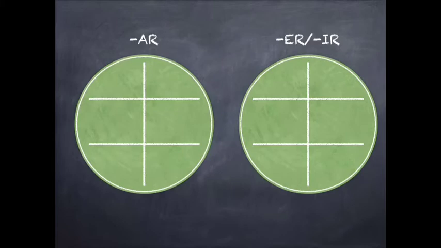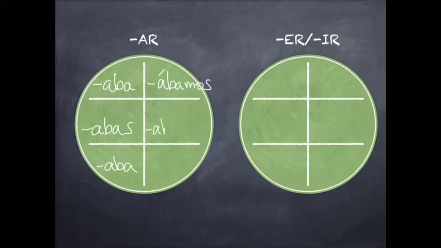So AR verb endings are aba, abas. It's kind of really fun to say, aba. The nosotros form, now this one carries an accent over the A because it becomes an esdrújula: ábamos. Vosotros is abais. It's supposed to be an I, not an R. And aban. Okay? Now, ER-IR verbs, on the other hand, are going to have a different verb ending.